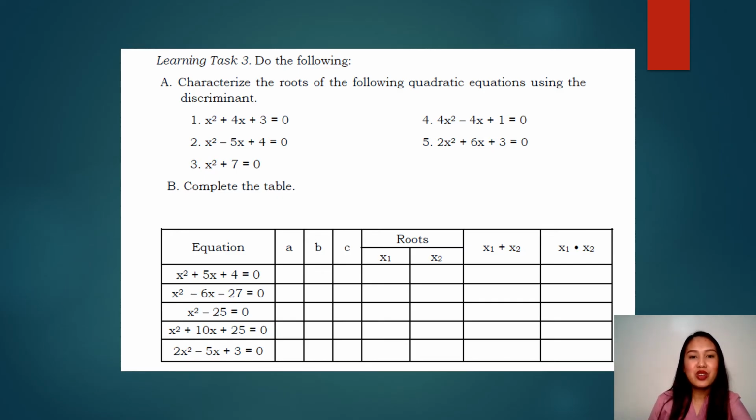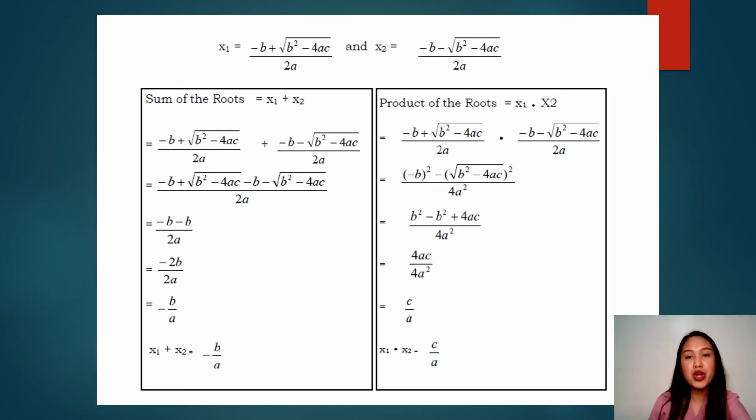Now, for this letter B table, here's how you're going to answer it. Write the values of a, b, and c, find the roots, and then these 2 columns are the sum of the roots and the product of the roots. Now, how are you going to answer that? We have here a computation of the sum of the roots, that's x sub 1 plus x sub 2, and the product of the roots, which is x sub 1 times x sub 2.